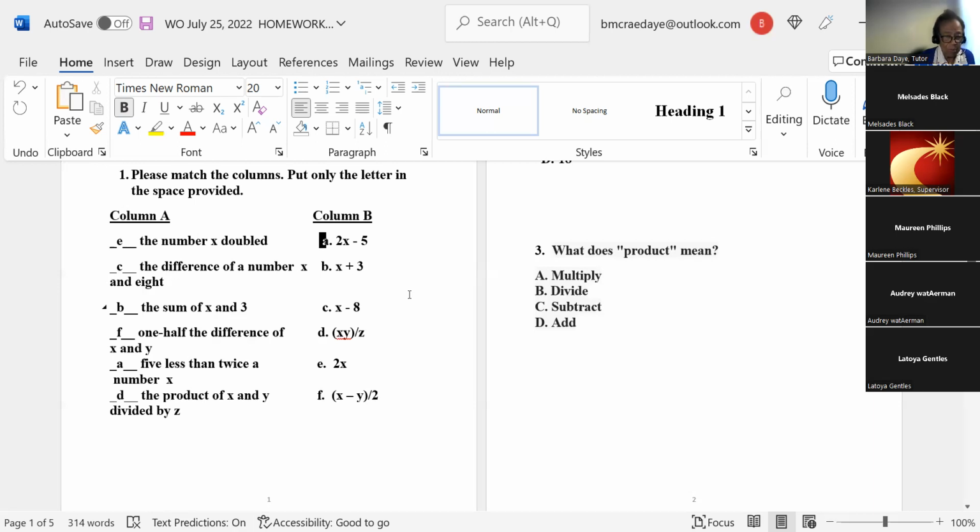Audrey is exactly right. You know the difference is a subtraction, right? If something's double, you're multiplying. Less than, you're subtracting. Product and divided, you're multiplying and dividing. So like this one, product of X and Y divided by Z: look for something that has a multiplication and a division. That only appears in one place, so it was easier that way.